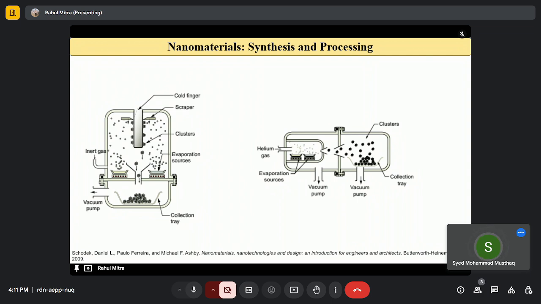Another example is, if I have a bulk material and in that material we have precipitates of nano size, then again it is a 3-dimensional nanomaterial. So those are it. After that, sir has discussed different types of processes from which you can synthesize the nanomaterials. I will be following this order: 0D, 1D, 2D, 3D, in ascending order.